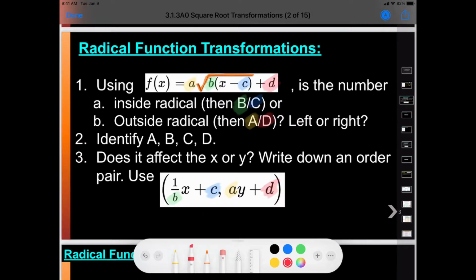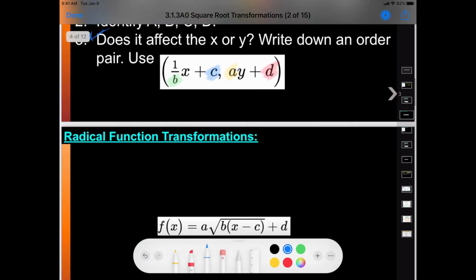So let's review. Number 1, we're using that formula there. For A and B, we're just thinking, is it inside the radical or is it on the outside? We'll also identify the A, B, C's, and D's and how that translates to its characteristics. And then for each, does it affect the X or Y? Write down that ordered pair. So what are the characteristics of that radical function? You can write down a couple of these. You don't have to write down all of these. We'll actually do that on the next slide.